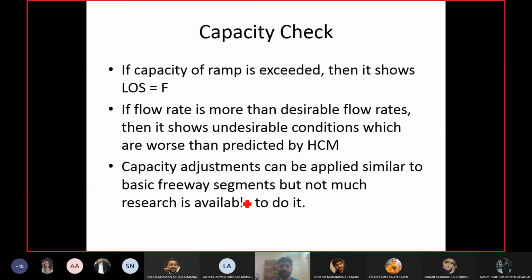Now the capacity adjustments, the adjustment factors which we saw for the basic freeway segment: adjustment factor for work zone, adjustment factor for incident, adjustment factor for driver population, and so on and so forth. They can also be applied to the merge and diverge area as well. But again, they are saying the factors which are given there are for basic freeway segments.